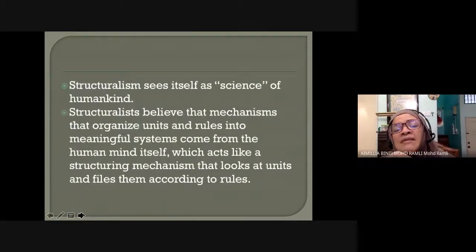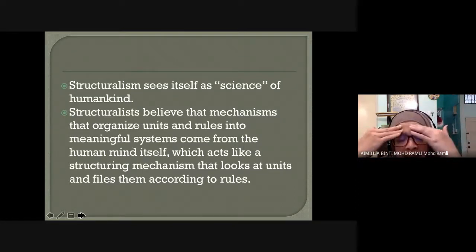Structuralism sees itself as the science of humankind. Structuralists believe that the mechanisms that organize units and rules into meaningful systems come from the human mind itself, which acts like a structuring mechanism that looks at units and sorts them according to rules. So there are words that are being used by people in our society, but how do we organize these words? Who teaches us the organization? According to the structuralists, it's our mind that teaches us how to organize the words.